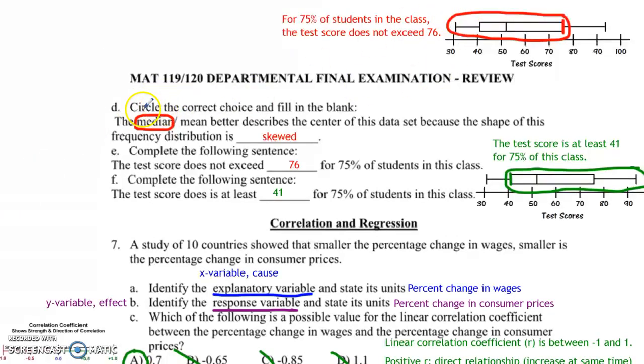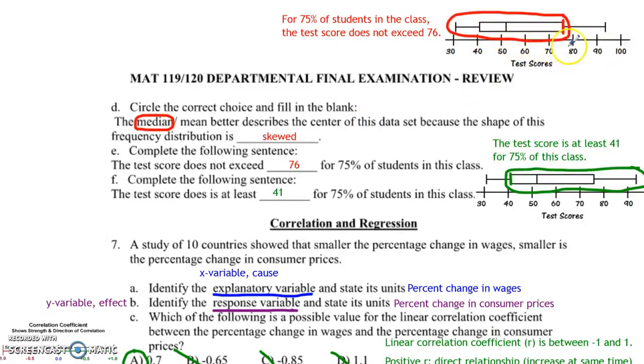Okay. The first question here asks which one is a better description of the center of the data set. The median is always better when the frequency distribution is skewed. Whether it's skewed right, whether it's skewed left, the median is going to be better. If it's symmetrical or uniform, the mean would be a better description of the center. The test score does not exceed 76% for 75% of the students in this class.